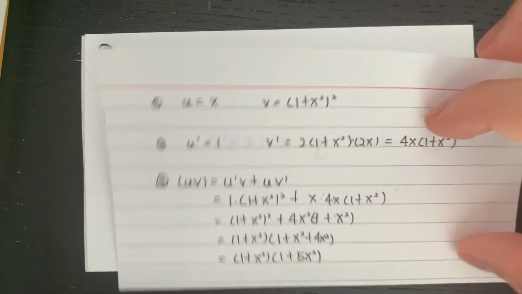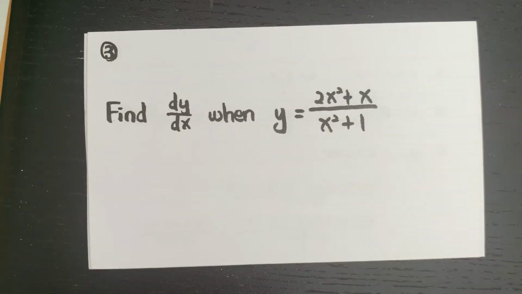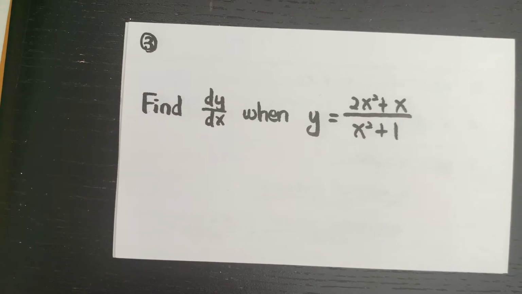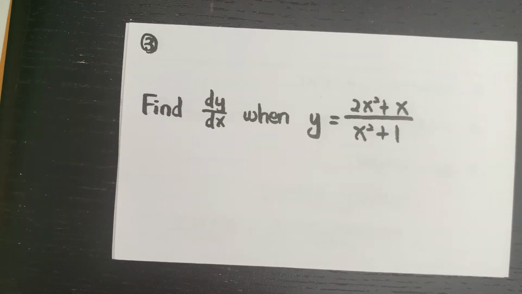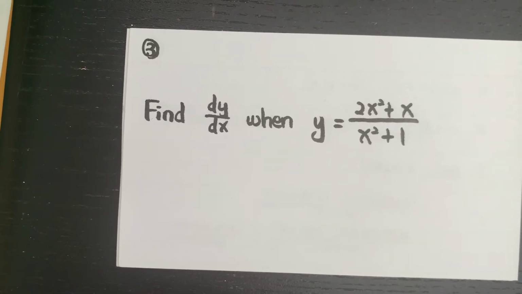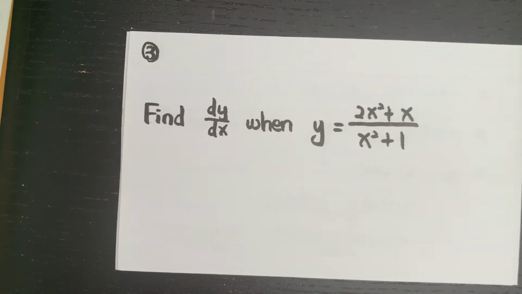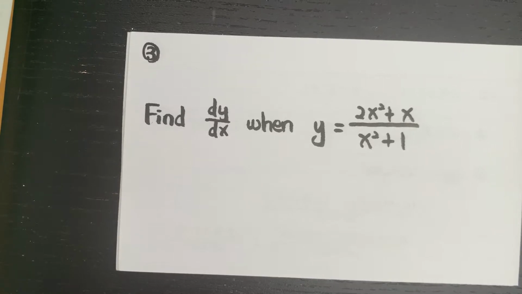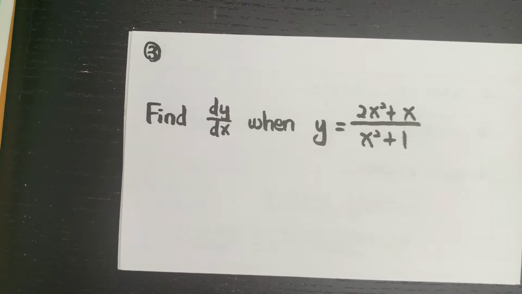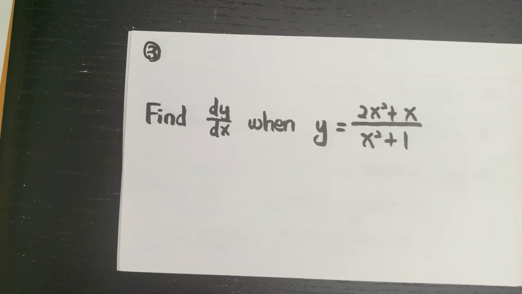So now we know how the product rule works. Let's move on to the quotient rule. This question is, find dy over dx when y equals 2x squared plus x divided by x squared plus 1. In this case, we see the two functions, but they are in the relationship of division, so we're going to use the quotient rule. Pause the video and try to use the formula to solve it.